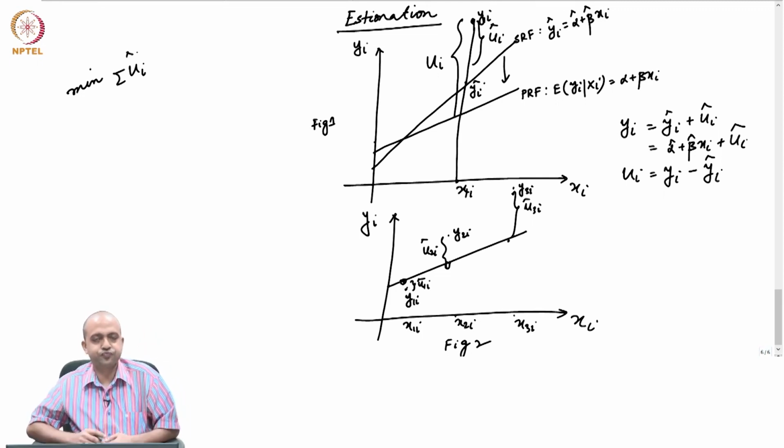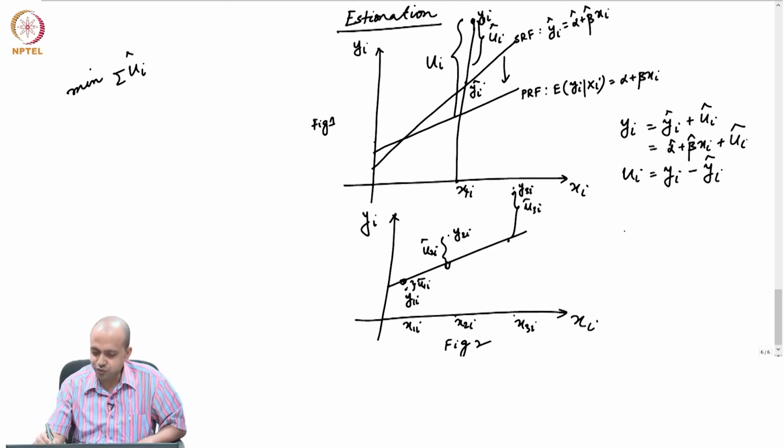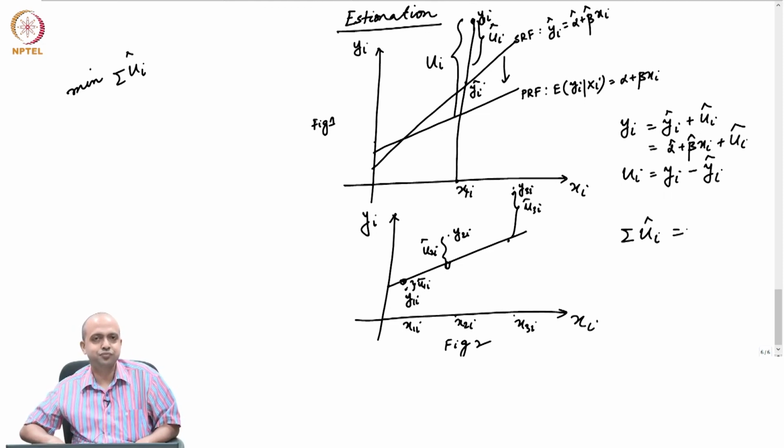Minimize this error. Now, if you minimize the sum of ui hat, what will happen? What is the value of summation ui hat? Can you think of? Sum of ui hat is actually 0.